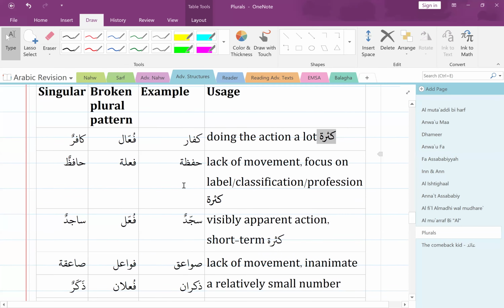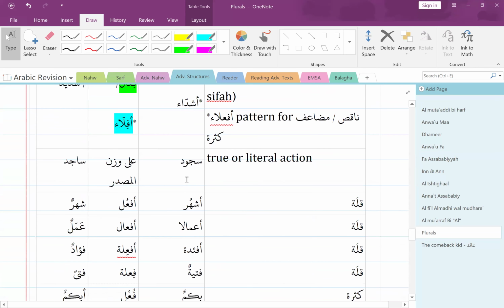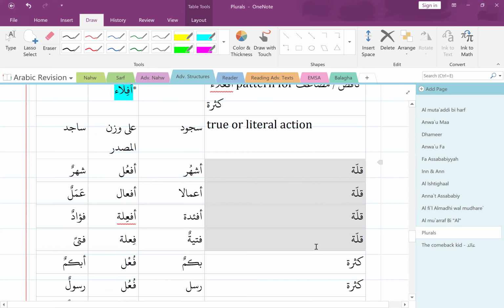But here's the trick. The trick is there are only 4 patterns that are jam'u qilla. Only 4 patterns that are lesser plurals. These are the only ones you need to know. The rest is going to be kathra. If it's not qilla, it's kathra. It's as simple as that. So you only need to memorize these ones. 4 patterns. Yeah, these 4 patterns.